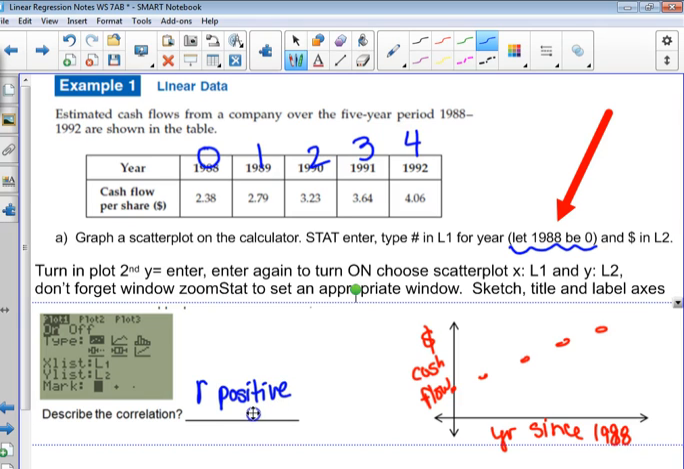And what else? Is it going to be like 0.5, 0.6, or closer to, yeah, close to 1. So you could have said a strong positive correlation. We're going to actually find that R value in a second, but I just wanted us to think about what it's going to be. Everybody okay?